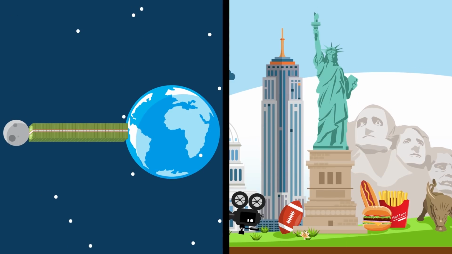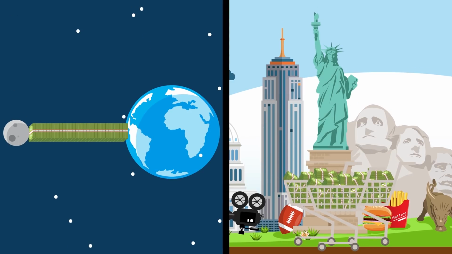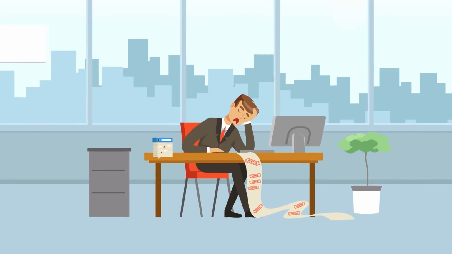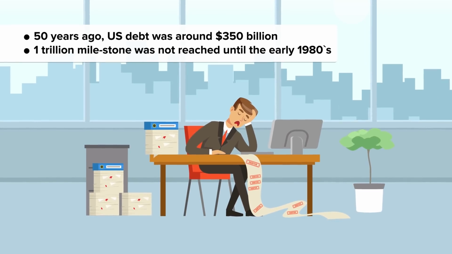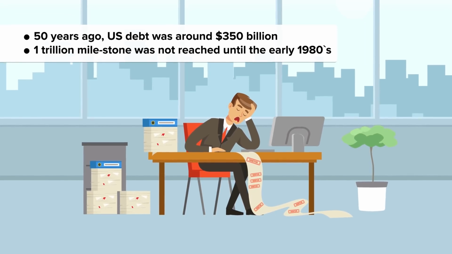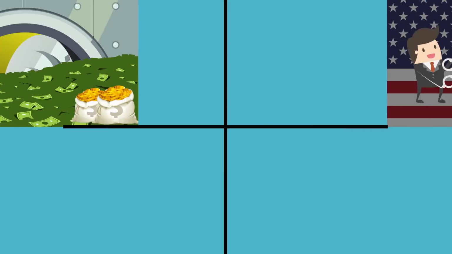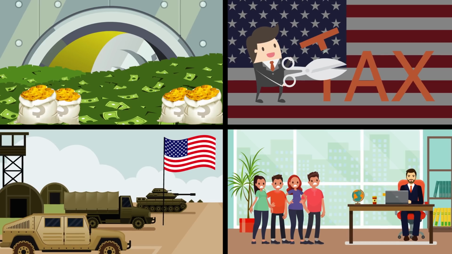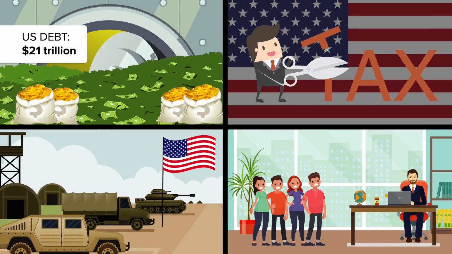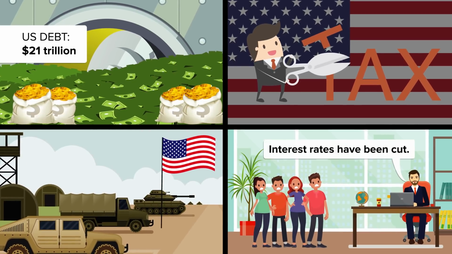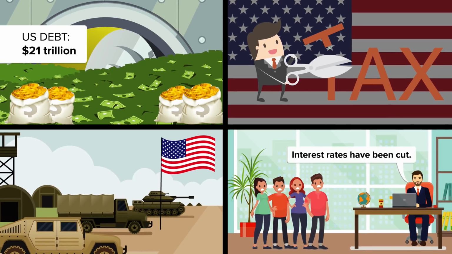on its debt. You don't just wake up one day and find yourself owing a stack of money that would stretch to the moon. It takes a lot of spending. 50 years ago, the US national debt was around $350 billion, and the 1 trillion milestone was not reached until the early 1980s. But that's still a big jump to arrive at today's 21 trillion. With big tax cuts, spending on things such as war, and then with economic stimulus packages, it all adds up.